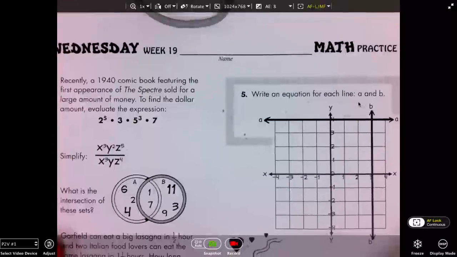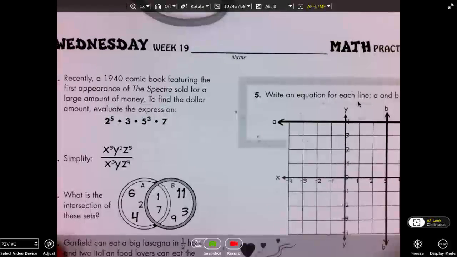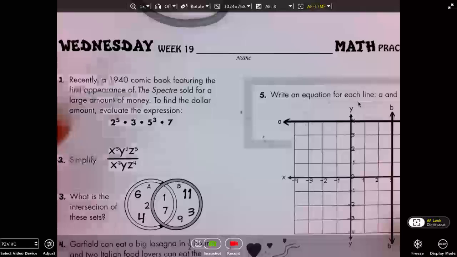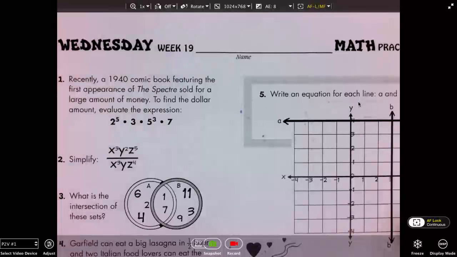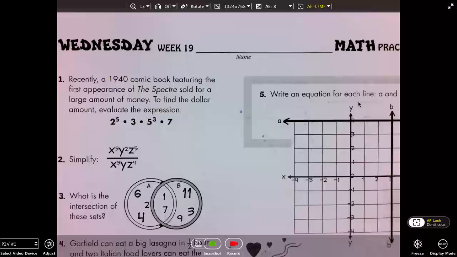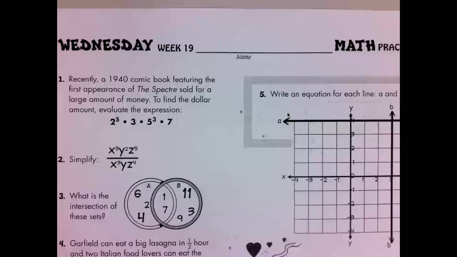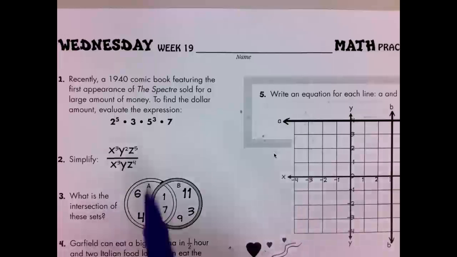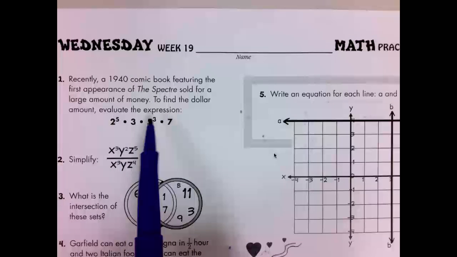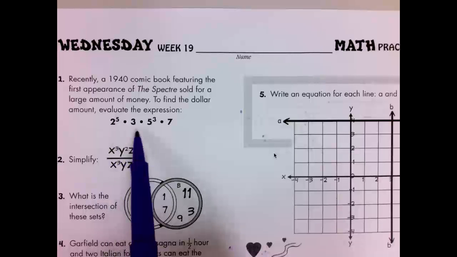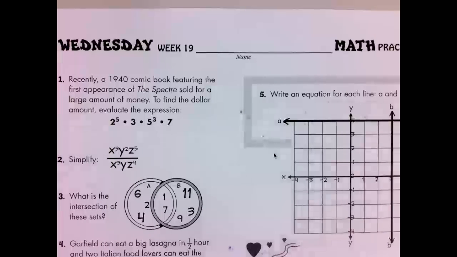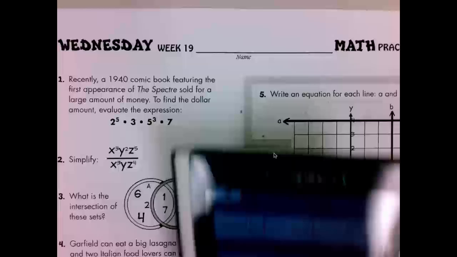Alright, in this video we will be looking at our Week 19 Algebra 1 review, Wednesday and Thursday. Okay, number 1 says, find the dollar amount, evaluate this expression, 2 to the 5th times 3 times 5 to the 3rd times 7. Well, this is simply a calculator problem.